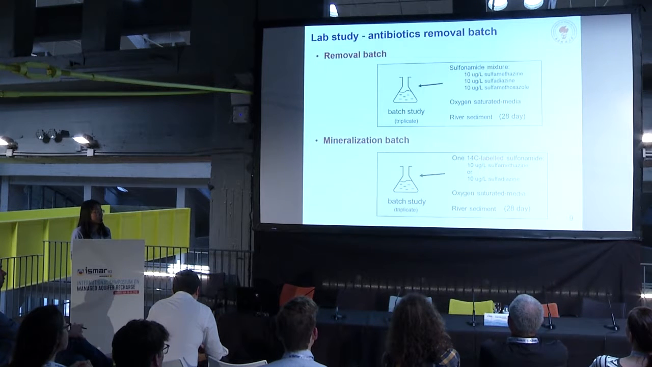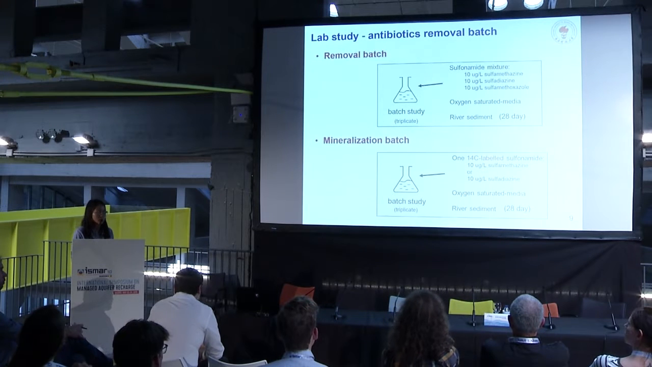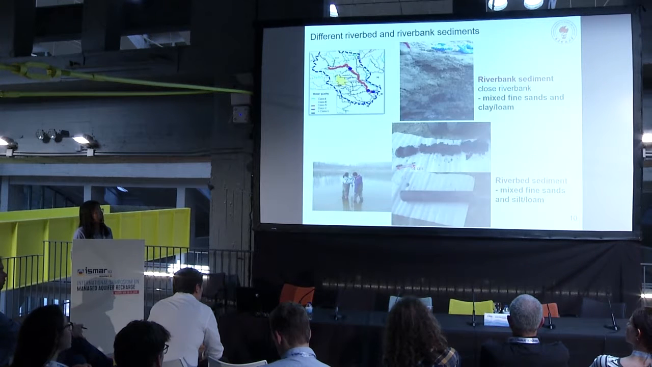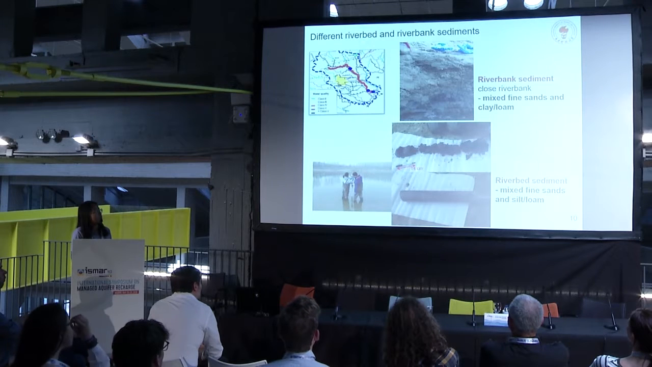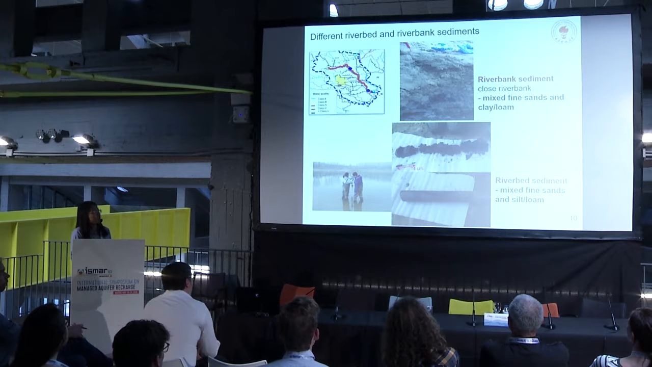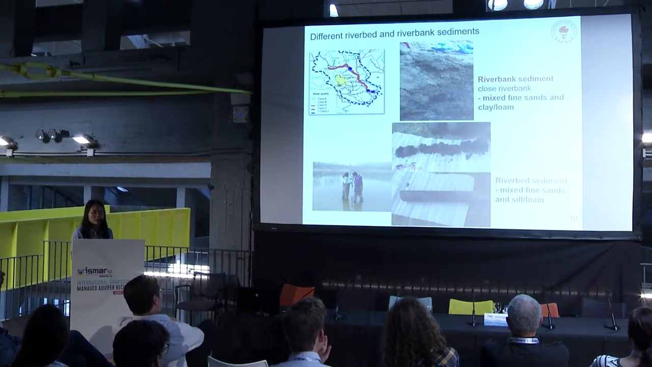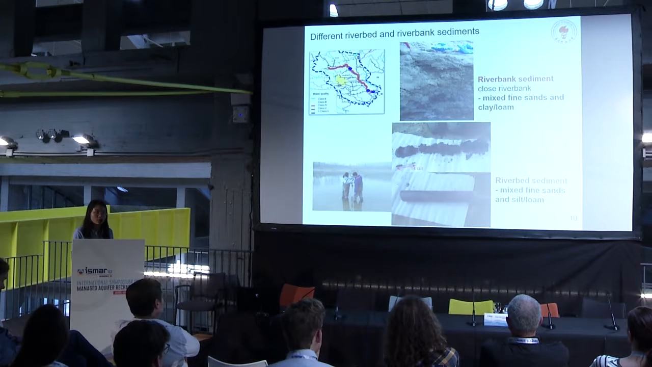And the other is called the mineralization batch. The difference here is that it does not use the normal antibiotics, but uses carbon-14 labeled antibiotics to study the mineralization potential. And also different river sediments were used. I sampled the riverbank and riverbed sediment along this river, mainly still at the 3 field sites I introduced a bit earlier. So in each site, riverbank sediment and also riverbed sediment was collected. This is because I want to test the different effects of the sediment type, how they will affect the removal performance generally.